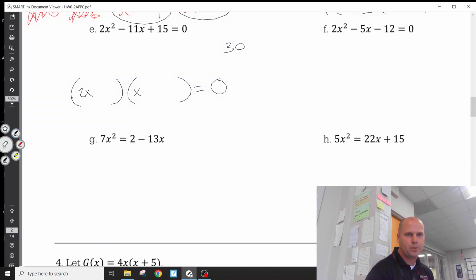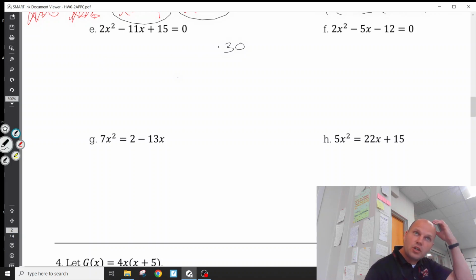But let's just take a break. Let's go with the technique that you guys have learned because it does work. To reveal the numbers that are important, we will multiply A by C, get 30. We'll leave this B as -11. We're going to find two numbers that multiply to get 30 and add to get -11.